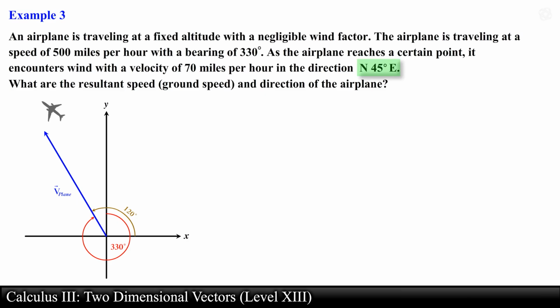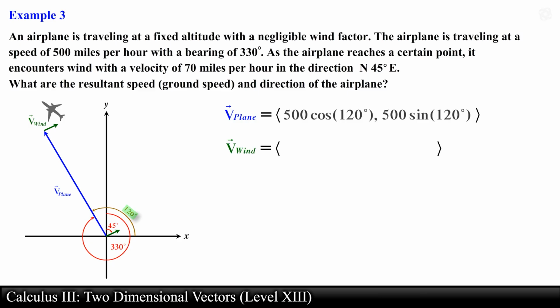Next, we go ahead and draw the vector representing the wind velocity. In this case, it will point 45 degrees east of north. Now it is just a matter of finding the components of each velocity. For the components of the velocity of the plane, I will use the 120 degree angle. This will take care of the negative and positive signs on the components automatically. Finding an expression for the components, we obtain the following. And doing the same for the wind velocity, we obtain the following.